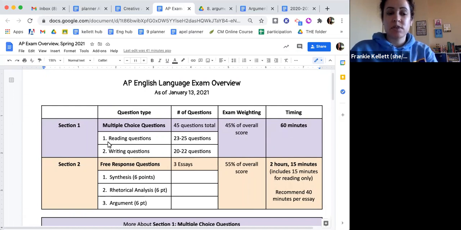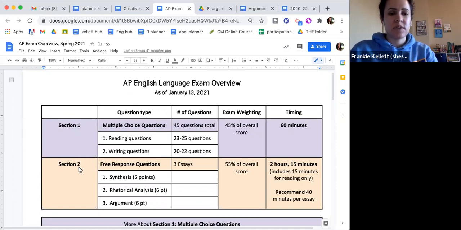This section includes reading and writing questions. So you'll see some passages that you need to respond to by comprehending the reading. And you'll also see some writing questions where it asks you how to strengthen the writing that's already there, or maybe something about adding something to the writing that's already there. There are usually a few more reading questions than writing. So 23 to 25 reading questions and 20 to 22 writing questions.